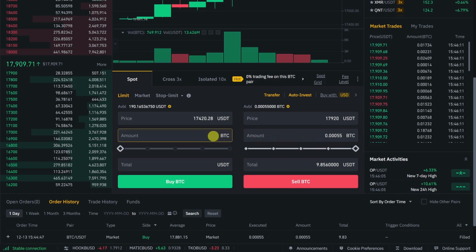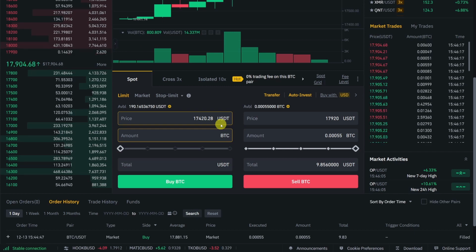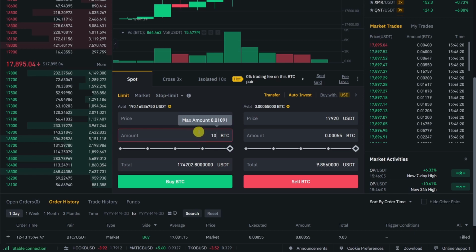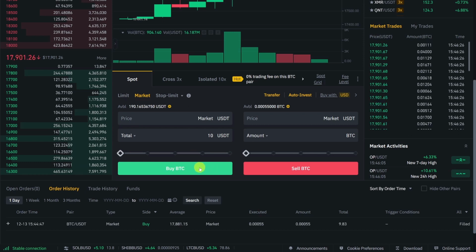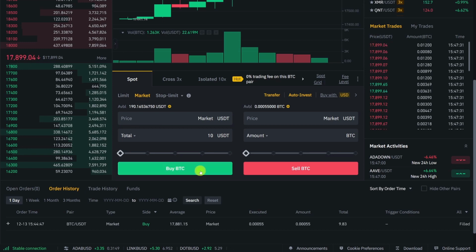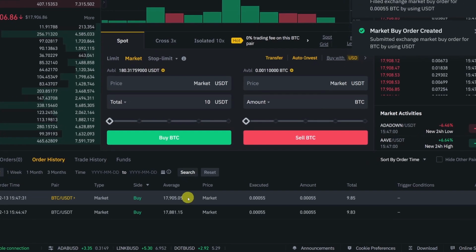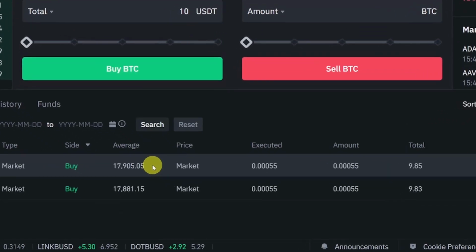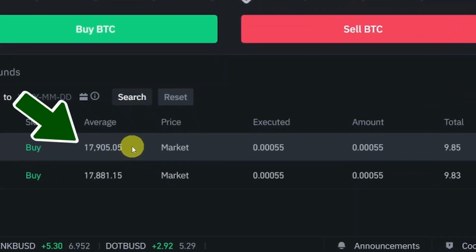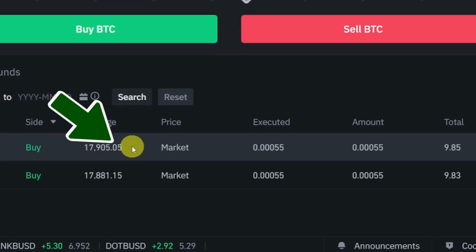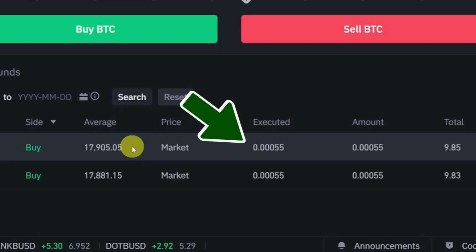What do I do? I decided to find a way to get the trade done first and then figure out exactly what happened. The first way I came up with is to obviously buy more BTC to be able to sell it all. Here I am placing another market buy order for 10 USDT. I have to do the full $10 again, even though I'm only about 15 cents short on the sell order. The order was filled at the new market price of 17,905.05, and I got exactly the same amount of BTC, 0.00055. Keep that in mind for later.